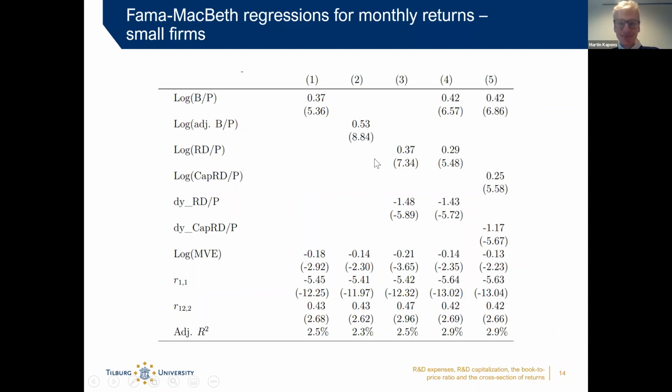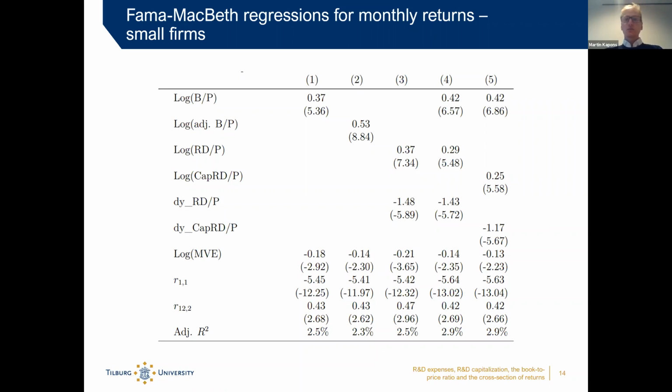And what is also important here, that I haven't talked about in the previous slide, is that if I include book to price and capitalized R&D to price in the regression, then R&D to price and capitalized R&D to price feature more or less the same information with regards to future realized returns. And this is something that I will explore later on as well.